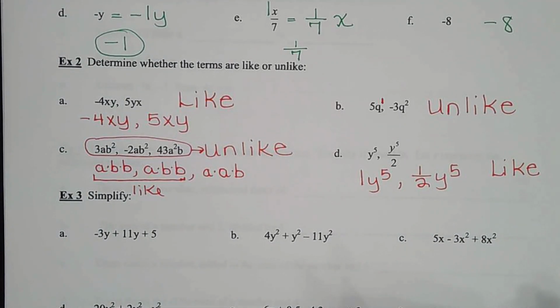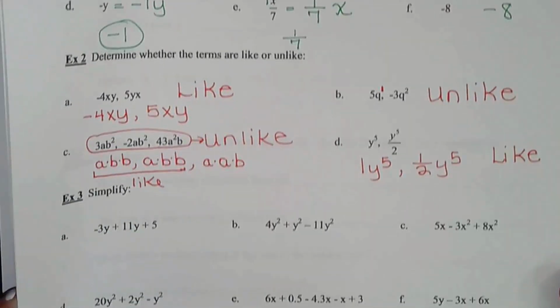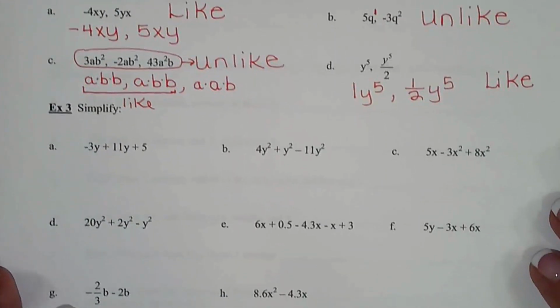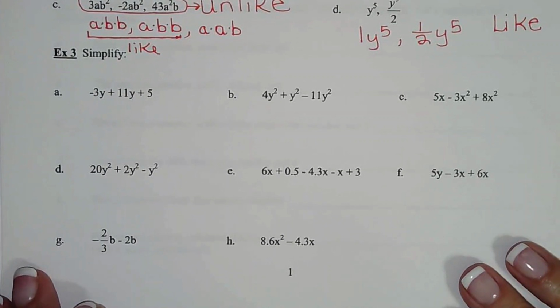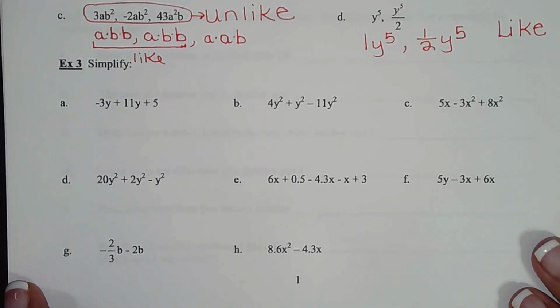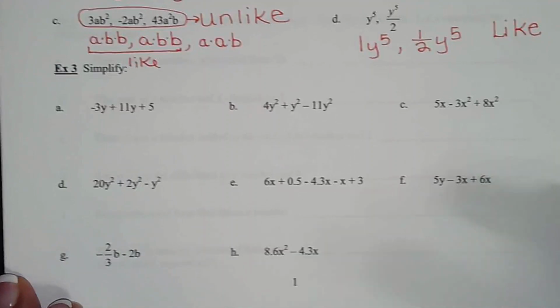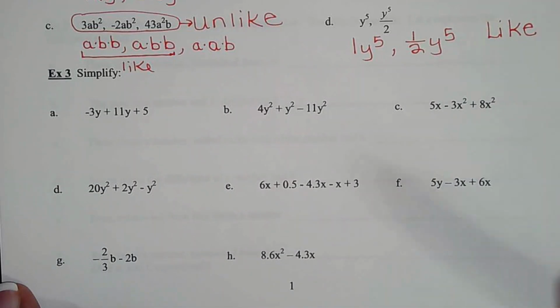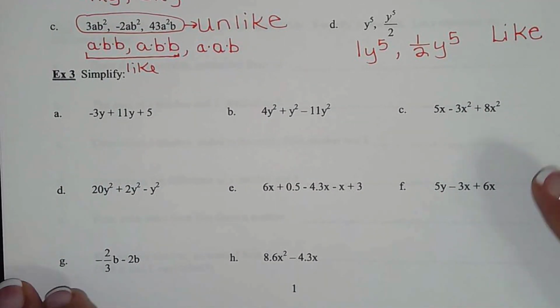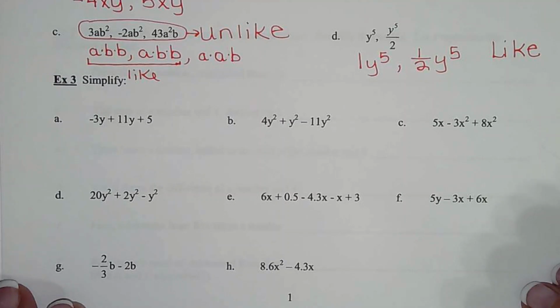Okay. So hopefully that clears up any questions you have on like and unlike terms. It's a huge part of this class, because we're going to be mostly solving equations throughout this class. And the first step in solving equations is combine like terms. So if you add terms that aren't alike, then you can't get your answer correct when you're solving the equation.